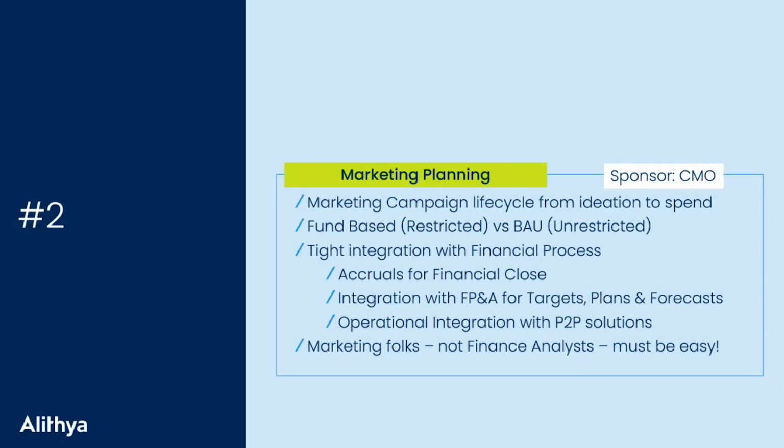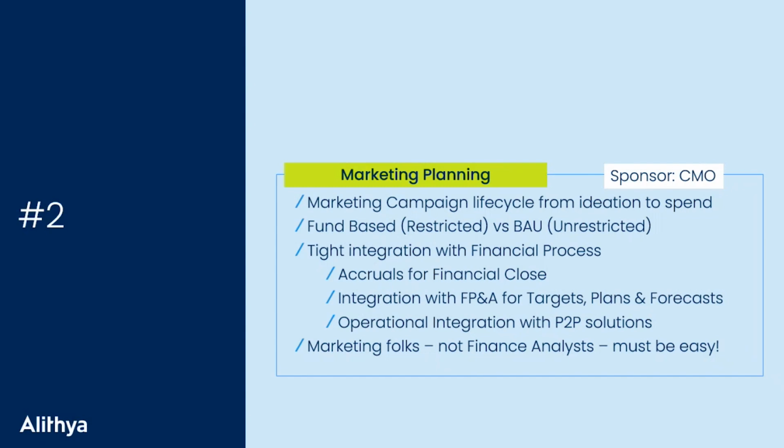Marketing planning is a line of business use case that's typically sponsored by the chief operating officer or the chief marketing officer. Concepts associated with marketing planning include marketing campaign lifecycle management, from ideation to spend, typically breaking that marketing spend down into both restricted or fund-based versus business as usual, which is unrestricted.